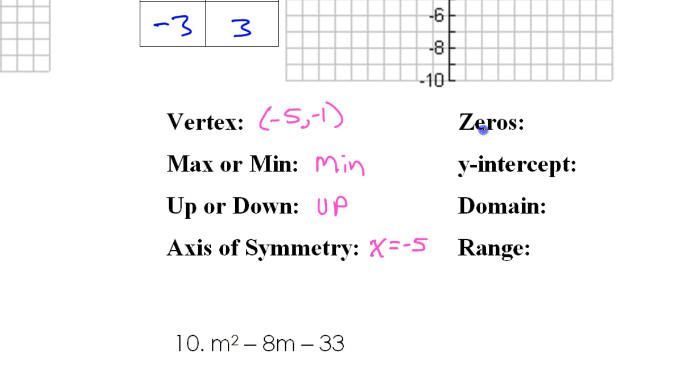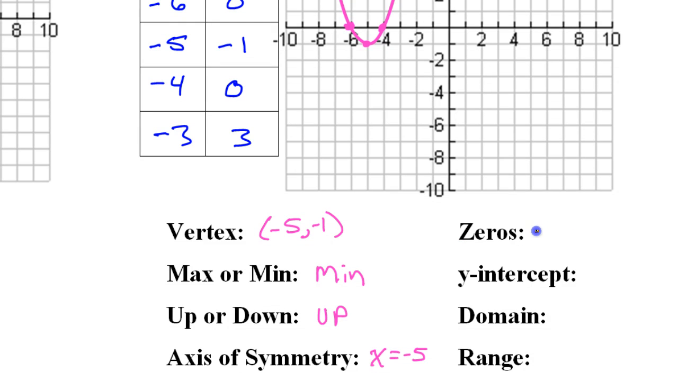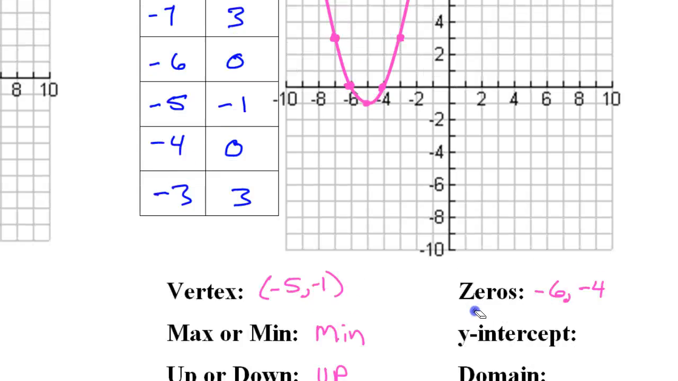The zeros, that's another word for the x-intercepts, except we just look at the numbers, not the ordered pairs. So the zeros are these, negative 6 and negative 4. Okay, if it said x-intercepts, I would have written negative 6 comma 0 and negative 4 comma 0. But when it's zeros, you just use the numbers, not the ordered pair. But this says y-intercept, so I will use the ordered pair.